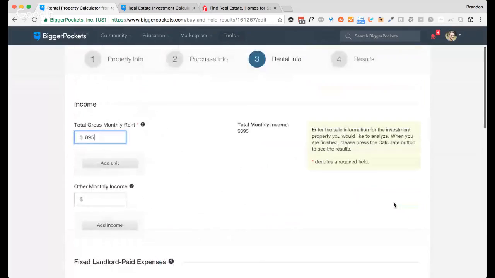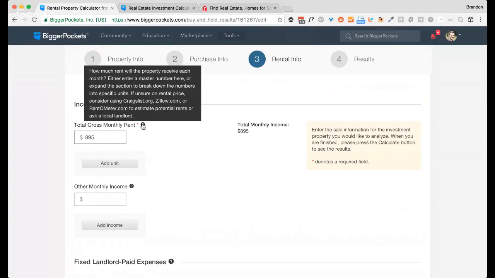Let's go on to page 3. All right, what's the total gross monthly rent? Now, a lot of you are wondering how you figure this out. Well, check this out. Hover over the question mark. How much rent will the property receive each month? Either enter a master number here or expand the section to break down the number into specific units. So yes, you can use all of these analysis calculators to analyze multifamily as well. In fact, I primarily look for multifamilies.